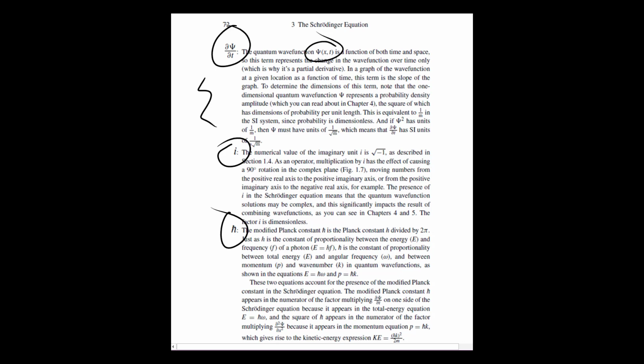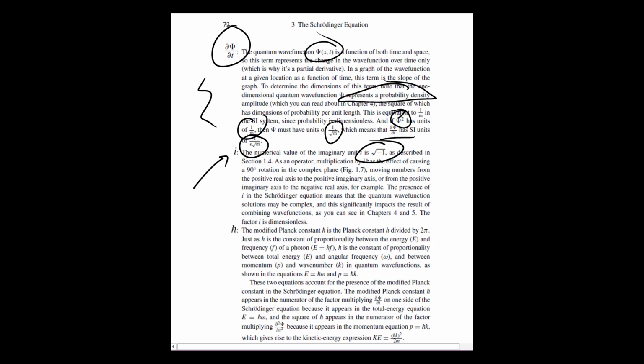We're going to see in a later chapter that psi represents a probability density amplitude, the square of which has dimensions of probability per unit length. And that's the same as 1 over meters. So psi squared has units of 1 over meters. Psi must have units of 1 over the square root of meters. That's in the one-dimensional case. And of course, that means that its derivative with respect to time has units of 1 over seconds times the square root of meters.